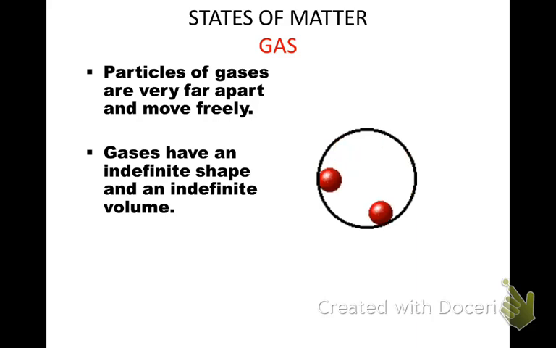Their volume can change because they can go outside a container. If they're in an open space, their volume will change. If they're in a container, their volume will be the size of the container if the container's closed. But if the container's open, their volume will change. So we say they have an indefinite shape and an indefinite volume.